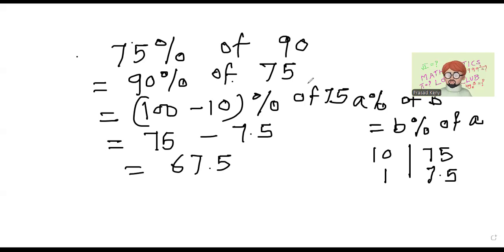Obviously, this problem you can do even directly. 75% of 90, if I change 90 to 9, 75 will change to 7.5, and 7.5 times 9 will become 67.5. But just as an extra thing I'm teaching you, so are the steps okay with you?